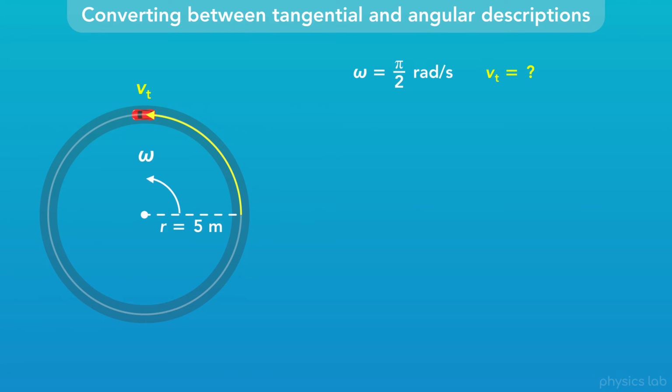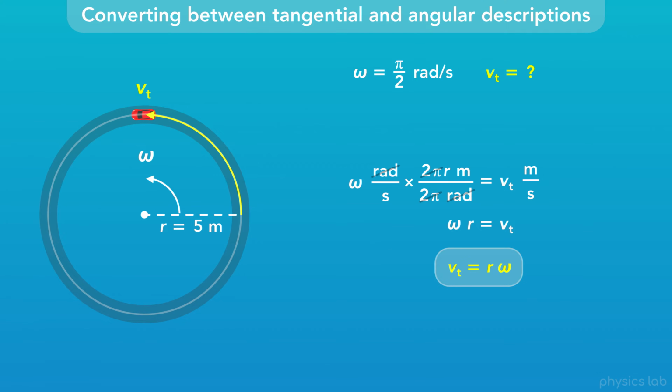We could come up with an equation the same way we did before. If we take an angular velocity, omega, in radians per second, and multiply it by the relationship of one circumference, 2 pi r meters, which corresponds to an angle of 2 pi radians, then the 2 pi would cancel out, the radians would cancel out, and we'd be left with a tangential velocity in meters per second. So the radius times the angular velocity gives us the tangential velocity. This will be our conversion equation for velocity.